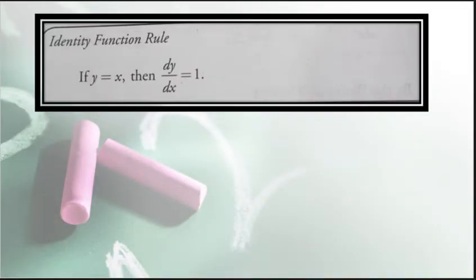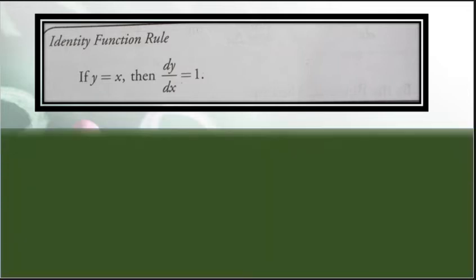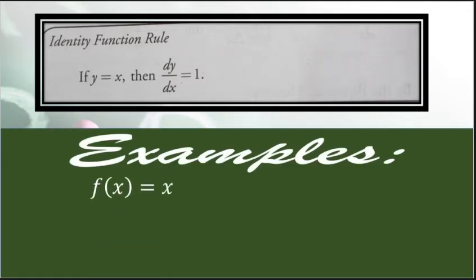Now, let's proceed to the third differentiation rule. And this is called the identity function rule. It states here that if y is equal to x, then dy over dx is equal to 1. It's a very simple rule. So let's have this example. If we have f of x is equal to x, what do you think is the derivative? Yes, it is implied that your derivative must be equal to 1. So the derivative of x is equal to 1.